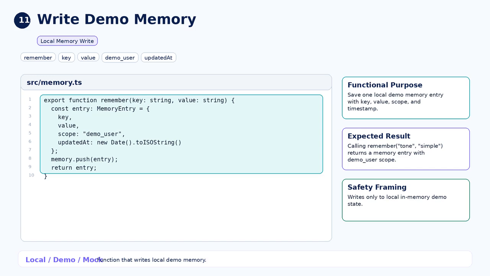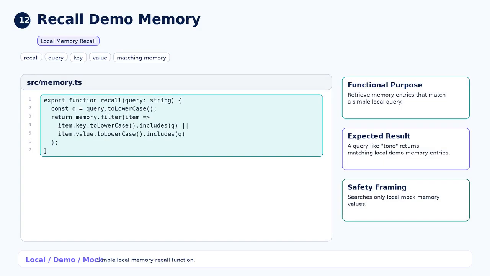It adds a timestamp for traceability. Then it pushes the entry into the local memory array. The output is the stored entry. That makes the memory write easy to inspect. From there, the next practical step is recall demo memory.